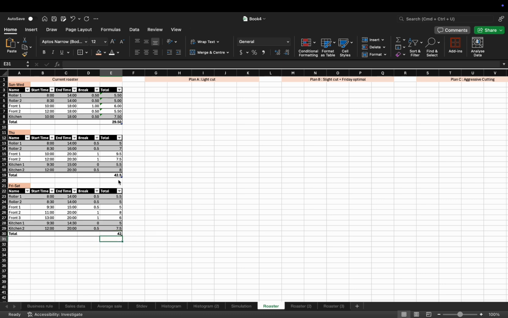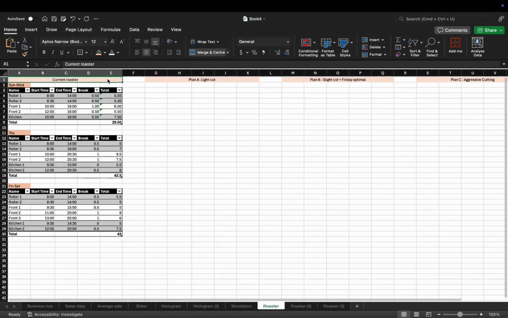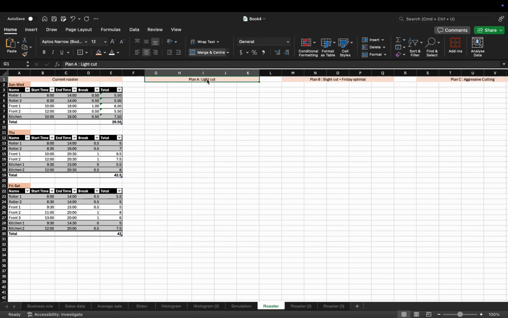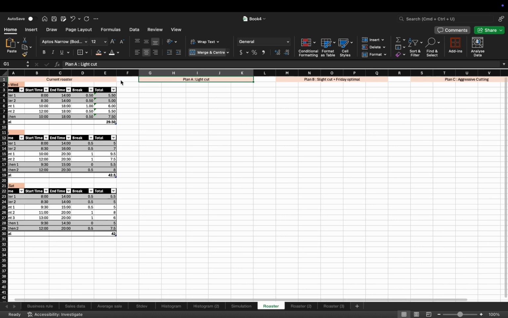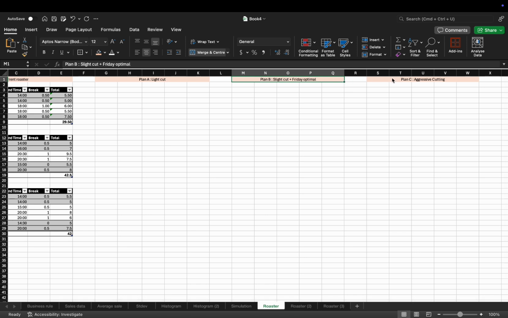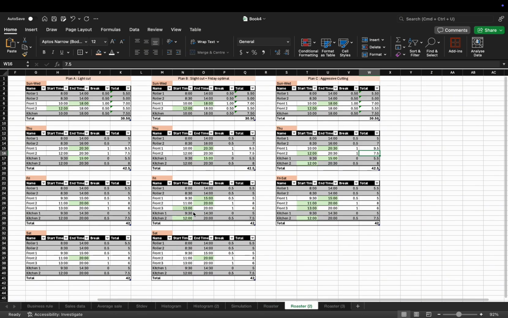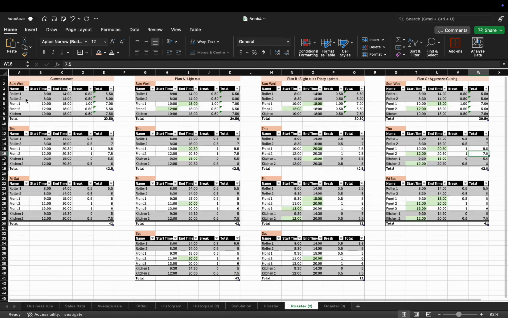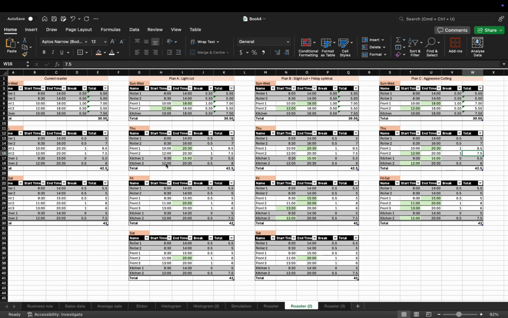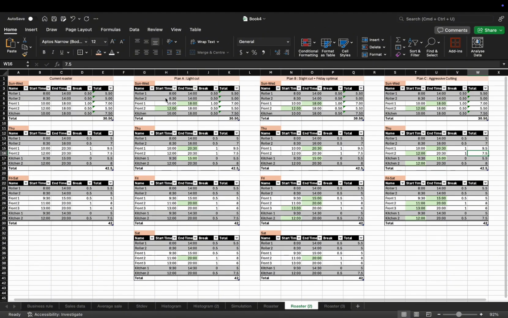Because of the histogram we mentioned before, I have 3 main ways to improve our roster. Plan A is slight cut on every day. Plan B is slight cut on every day and Friday optimal. Plan C is aggressive cutting. To be more specific, on plan A, we're going to reduce the total working hours by 1 to 1.5 hours per day, and we mainly reduce from the front and the kitchen. And the green ones are where I'm going to adjust the roster later on.